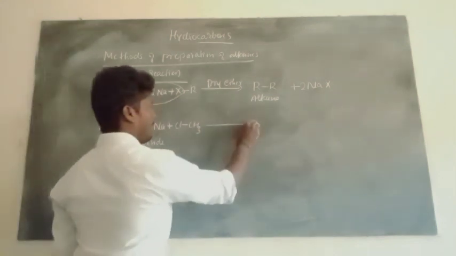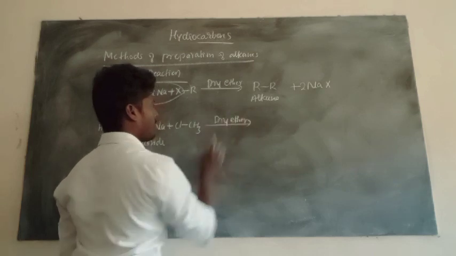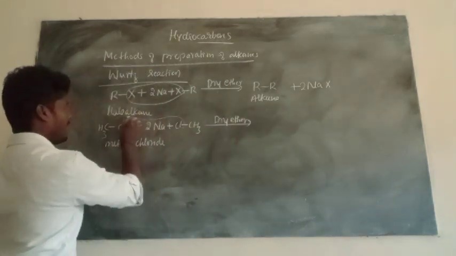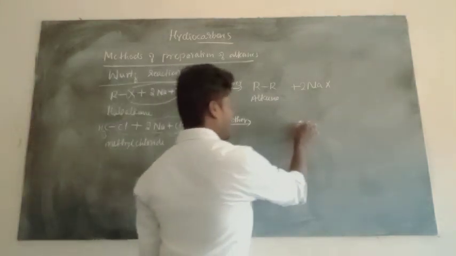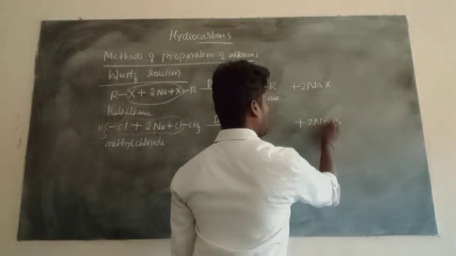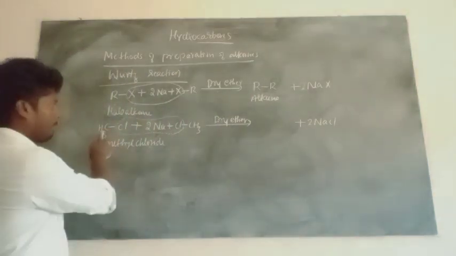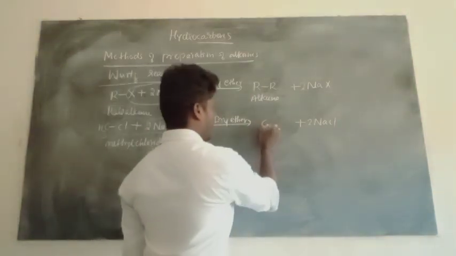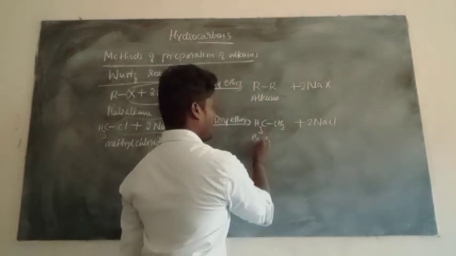So now, in dry ether solvent, dry ether solvent. So the result: 2Na and Cl becomes 2NaCl. In place of X, what is there? Chlorine. 2NaCl, sodium chloride we get as byproduct, and the main product is CH3-CH3. CH3-CH3, that we call ethane.